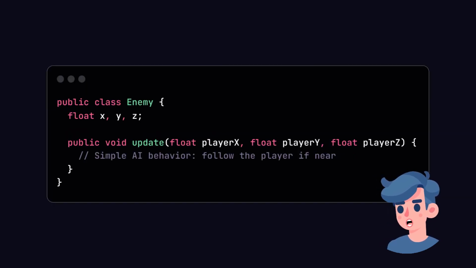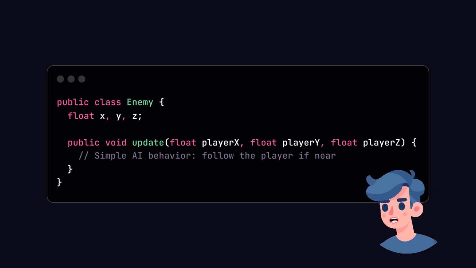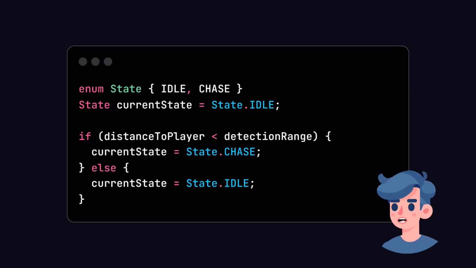To make our RPG world more immersive, let's add enemy AI. We will define a simple enemy class that will follow the player when they get too close. This enemy will need a basic animation mechanic. We could use a state machine to switch between idle and chase states based on the player's distance.